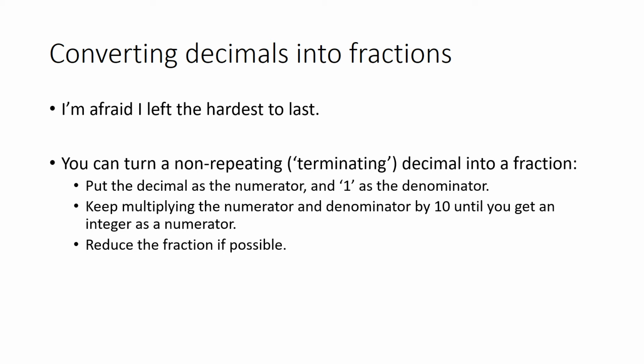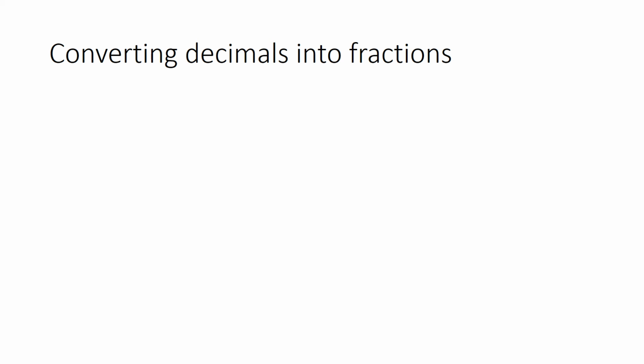Then what you do is you keep multiplying both the numerator and denominator by 10. If you multiply both sides of a fraction by 10, you're allowed to do that because you'll get the same value. But the numerator is going up. And if you keep on doing that, eventually, because it is a terminating decimal, you're guaranteed that you will get an integer number on top. Once you get there, you reduce the fraction.